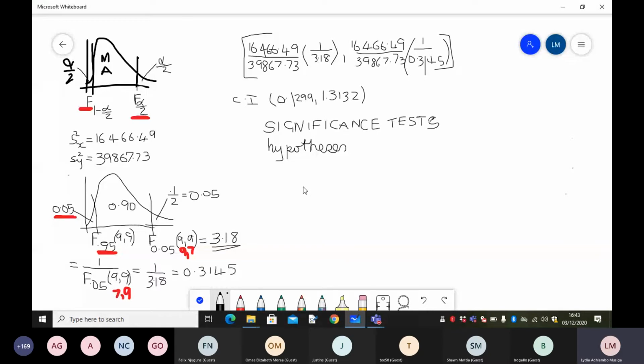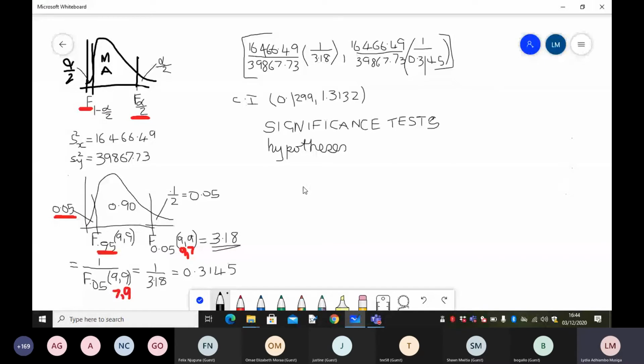So what is a statistical hypothesis? It's a statement which may or may not be true. For example, aspirin cures headaches. That is a statement which may be true or it may not be true.